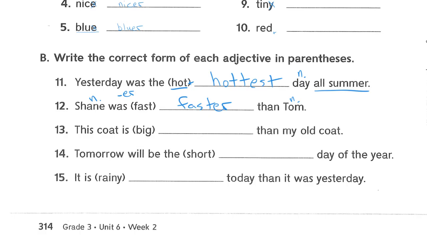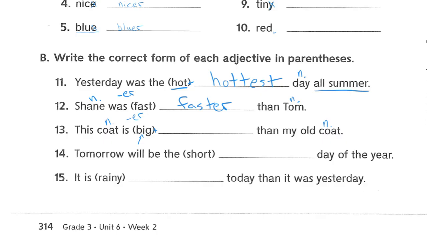But on number 13, this coat is blank than my old coat. How many things are we comparing? One coat to another coat. There's 2 things. So you're going to want to use ER for this one. And here we have a short vowel before a final consonant. So the rule is to double that last letter before you write your ER.